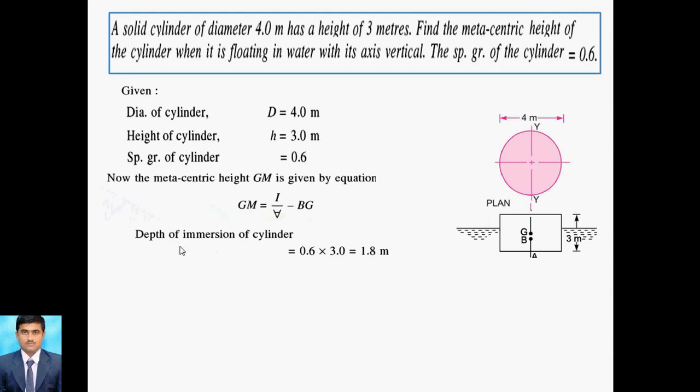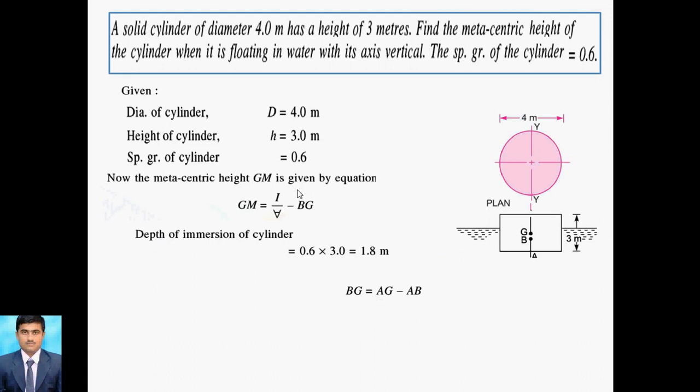First of all we go for the depth of immersion. The depth of immersion is calculated from 0.6 into 3. This is the formula for finding the depth of immersion. Here 0.6 is the specific gravity of the cylinder and 3 is the height. So the value of the depth of immersion is 1.8 meter. Now we find BG first.